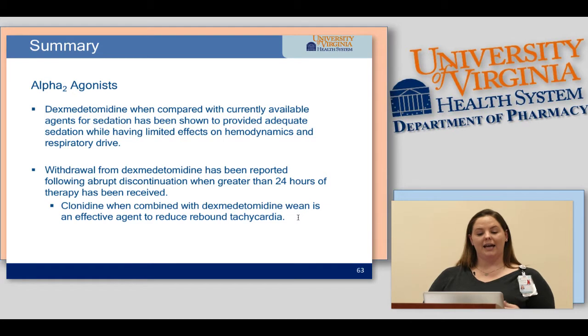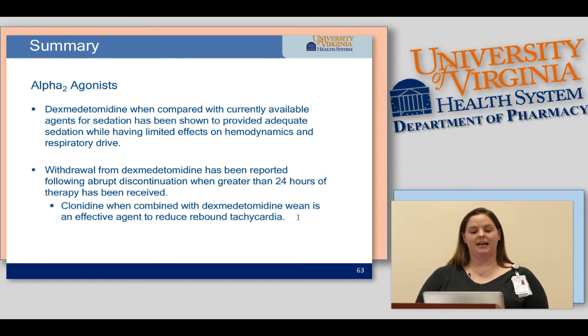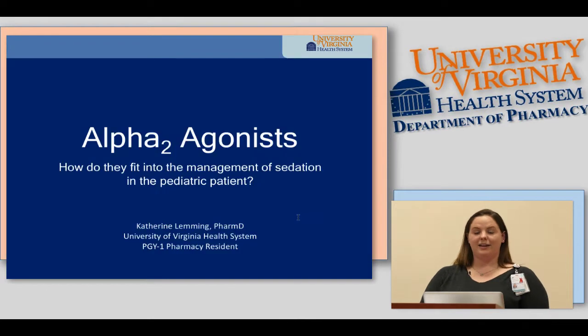And then when looking at withdrawal from dexmedetomidine, it has been reported following abrupt discontinuation when greater than 24 hours of therapy have been received. Clonidine, when combined with a dexmedetomidine withdrawal, is an effective agent to reduce rebound tachycardia. And that concludes the presentation. What questions do you have for me?